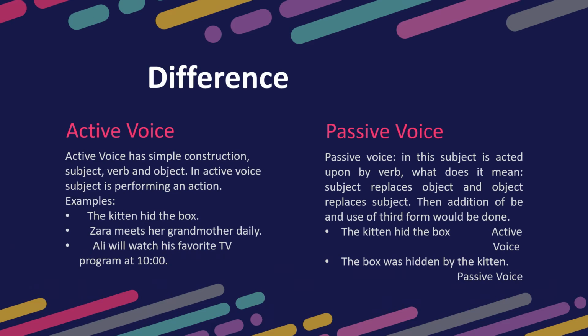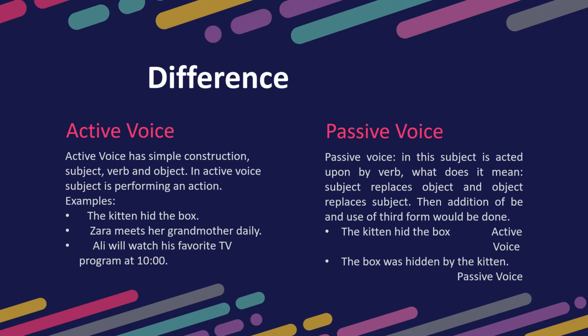Okay, we are going to find out the difference between active voice and passive voice. Active voice has a simple construction: subject, verb, and object. In active voice, the subject is performing an action. For example, the kitten hit the box. Now in passive voice, we replace the object with the subject and the subject with the object. In this, the subject is acted upon by the verb, and there is an addition of be and use of the third form of the verb.